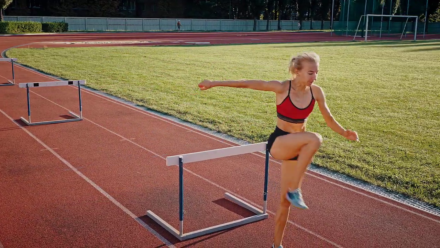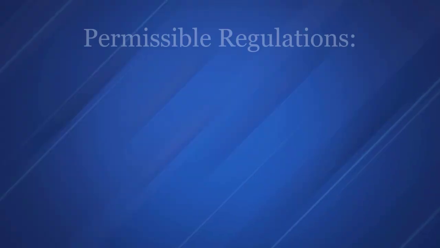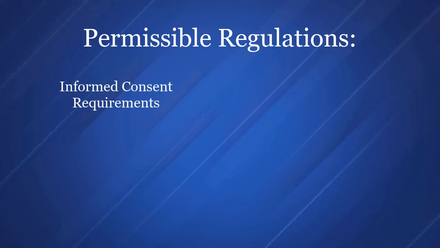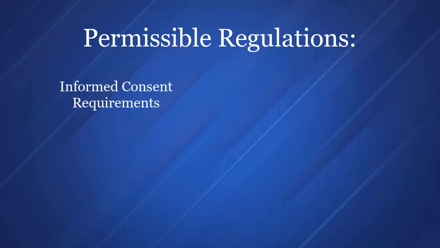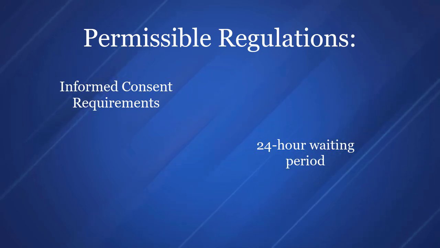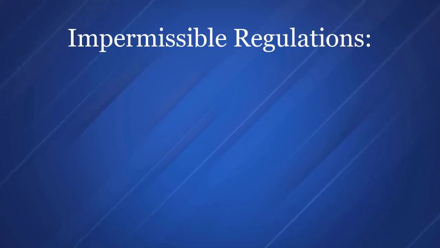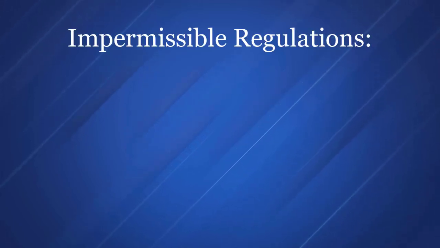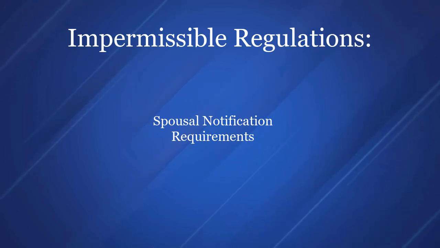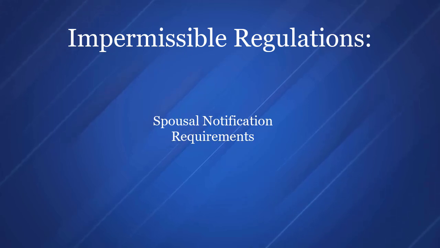Can you give examples? What kind of laws were okay under Casey and what wasn't? Sure. The court upheld things like informed consent requirements, making sure the woman has specific information, and 24-hour waiting periods. They saw those as not creating an undue burden. Okay, and what was considered an undue burden? A key example they struck down was a spousal notification requirement. The court recognized that forcing a woman to tell her husband could pose a very real, substantial obstacle for some.